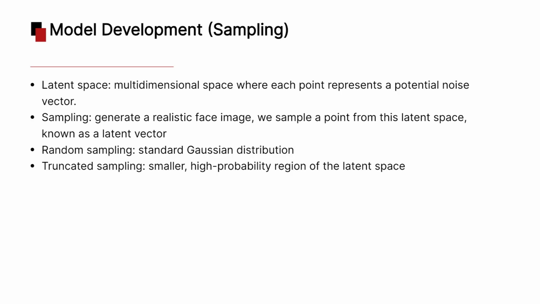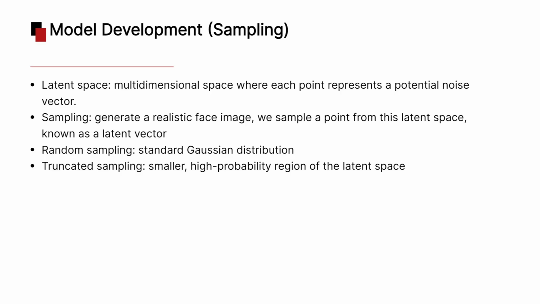In the sampling stage, we generate new face images by navigating the model's latent space, which is a high-dimensional space where each point corresponds to a possible input noise vector for the generator. Latent space can be thought of as the imagination space of the model. Each vector sampled from this space is transformed by the generator into a unique face image. The simplest approach is random sampling from a standard Gaussian distribution. Here, we pick latent vectors uniformly from the whole space, producing a wide variety of faces with diverse features.